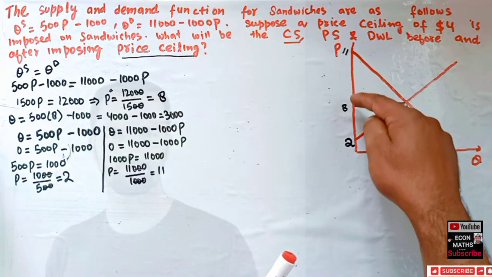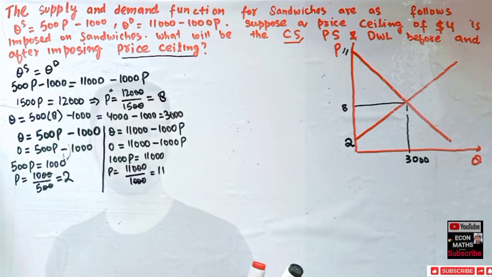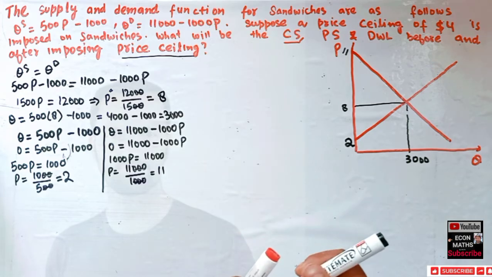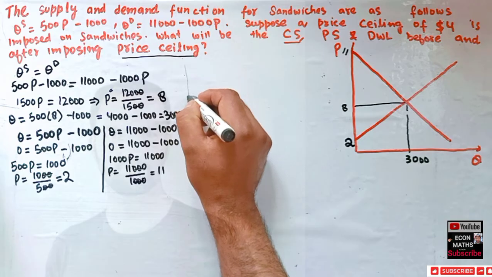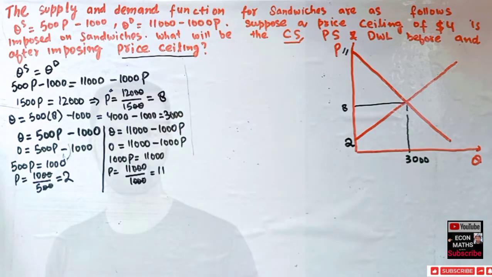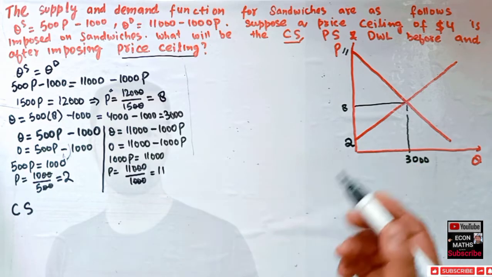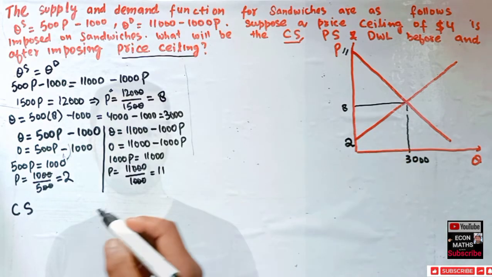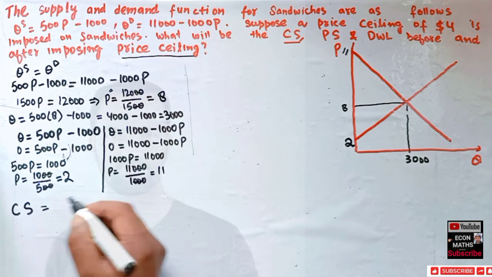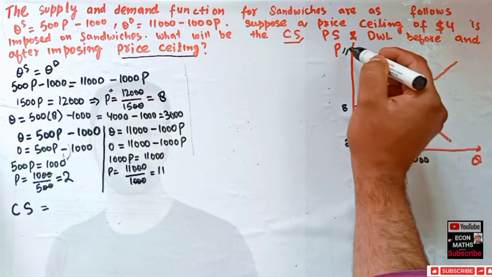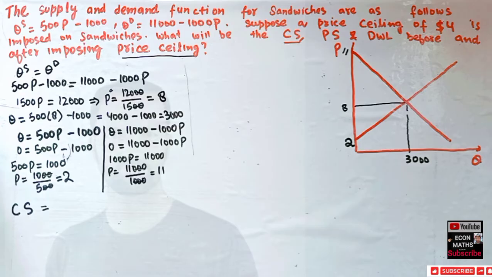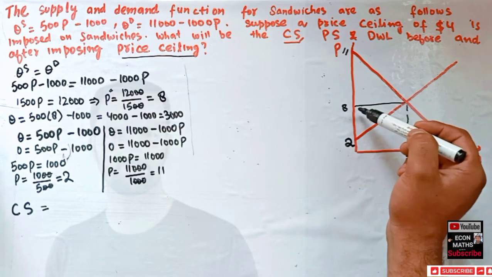Okay, that means this very triangle denotes the consumer surplus, and you know the consumer surplus is simply the difference between the price that the consumers are willing to pay and the price they actually pay. So our consumer surplus before the imposition of price ceiling is equal to the area of this very triangle. So what is the area of this triangle?